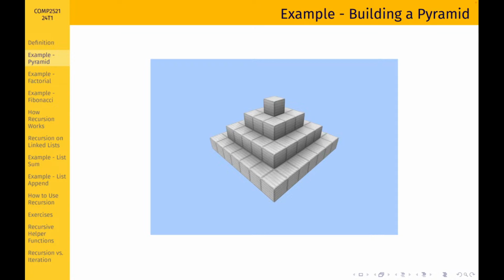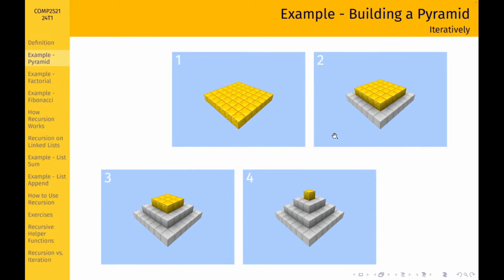One way that you might explain how to build this specific pyramid, which has width 7, 7 blocks across, is to build it in layers. First, I need to build a 7 by 7 layer of blocks as the base. Then on top of that, a 5 by 5 layer of blocks. Then on top of that, a 3 by 3 layer. And then on top of that, a 1 by 1 layer, which is just a single block.